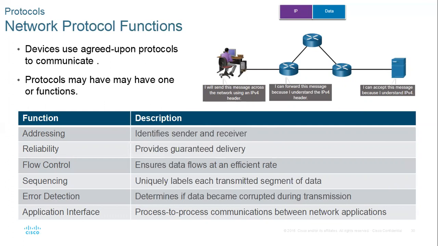I might need to send them piecemeal. So I will need somebody to be able to tell me, okay, this is batch 1, this is batch 2, this is batch 3, and they all go piecemeal. The sequencing uniquely labels each transmitted segment of data.